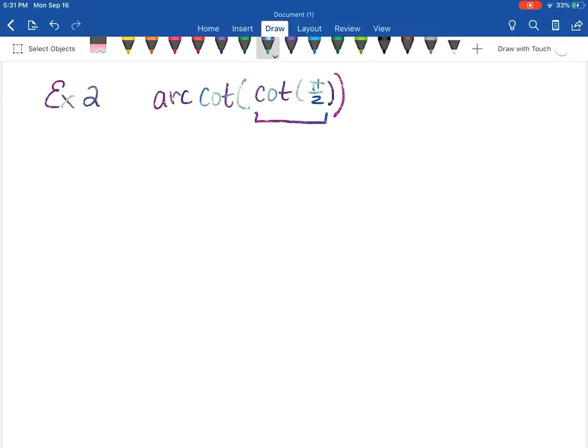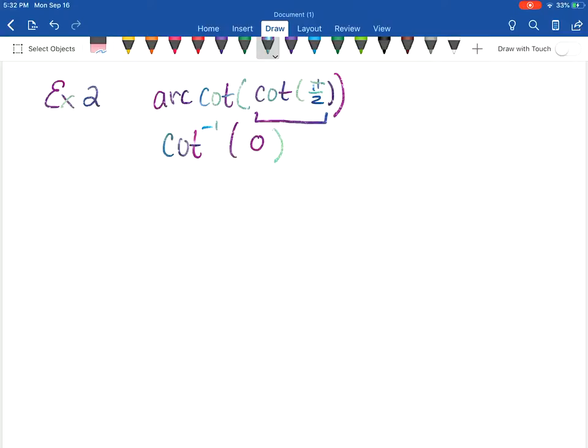And if I look at the unit circle and I swing open pi over 2 radians, the x-coordinate would be 0 and the y-coordinate would be 1. Since the ratio for cotangent would be x over y, I would have 0 over 1, which would give me 0. So the cotangent of pi over 2 is 0. So that's what I'm going to replace it with. And so now we've got to find the inverse cotangent of 0.